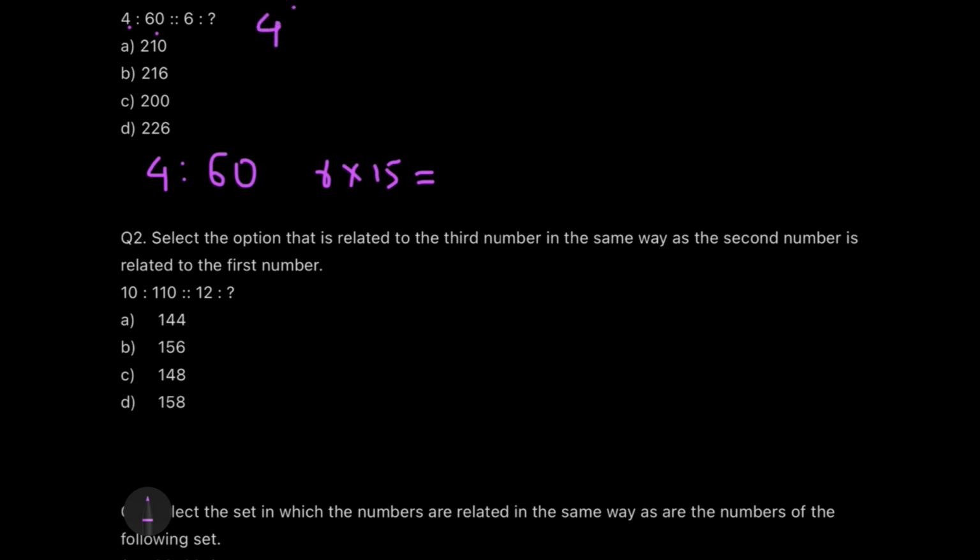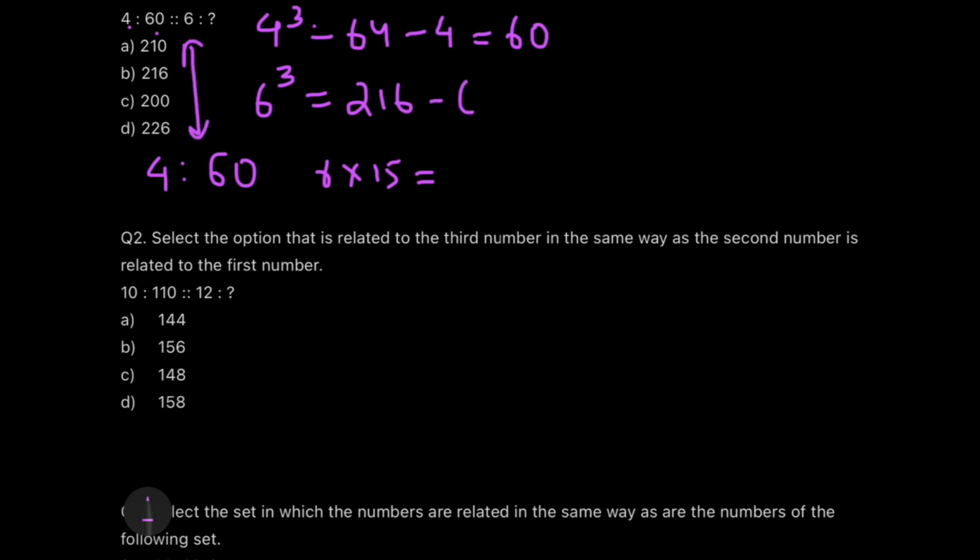I know that there is one relation which is 4 cube is equal to 64, but 64 and 60 are not the same. I'll need to subtract 4 to get 60. If I apply the same logic to 6 cube, and why does it come to my mind? Because 6 cube is 216, which is close to all the options given here. And if I subtract 6 from here, I get 210, which is option A. So option A will be my answer. Quite a tricky one, but I thought of bringing forward such tricky questions only.